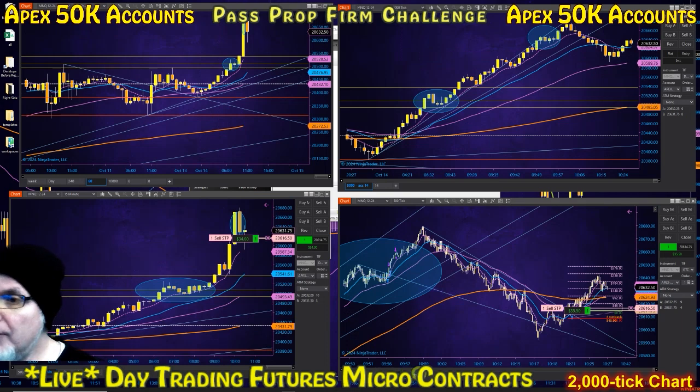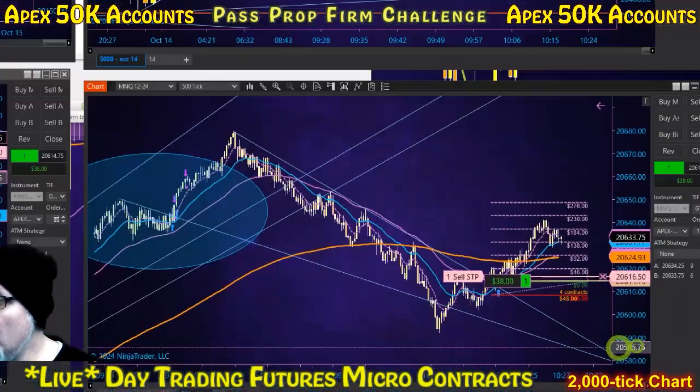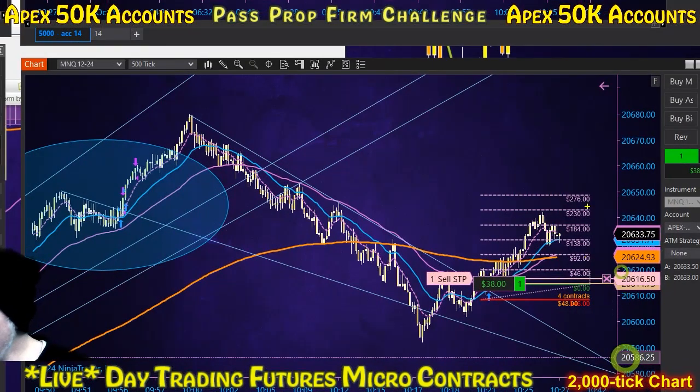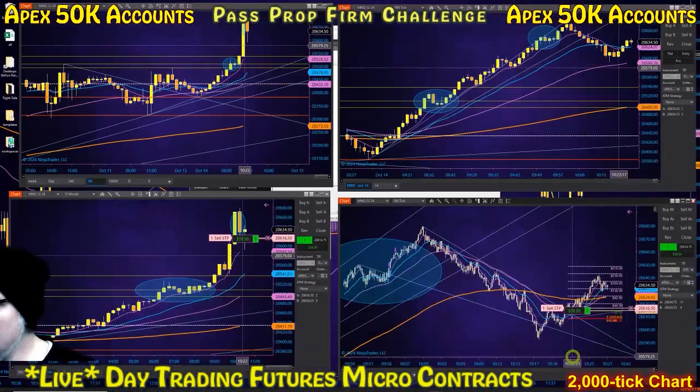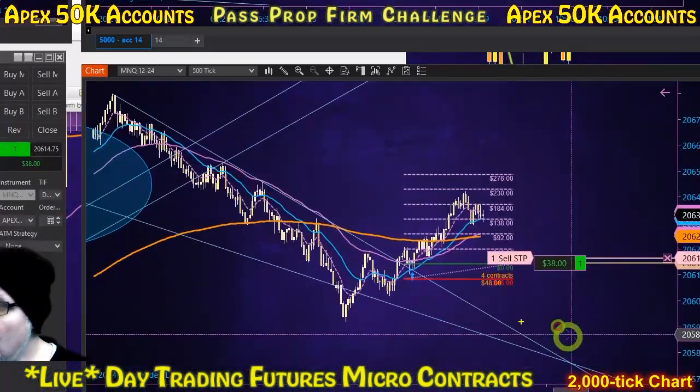All right, let's go over some of the trades we did today. I like this one right here. It's one of my favorite setups. We're already at like a 5-to-1 return on it. This is what I'm talking about, a very small stop loss.